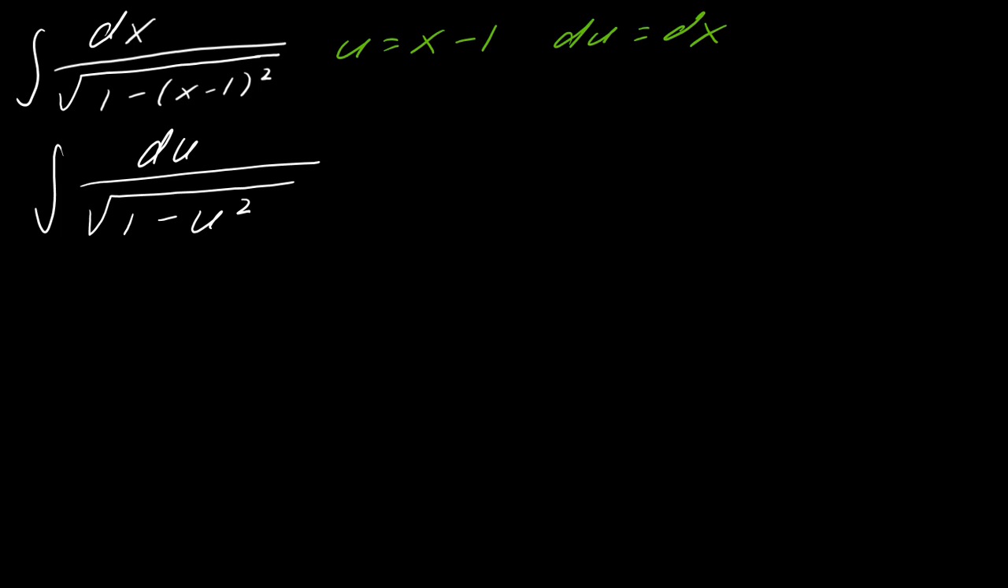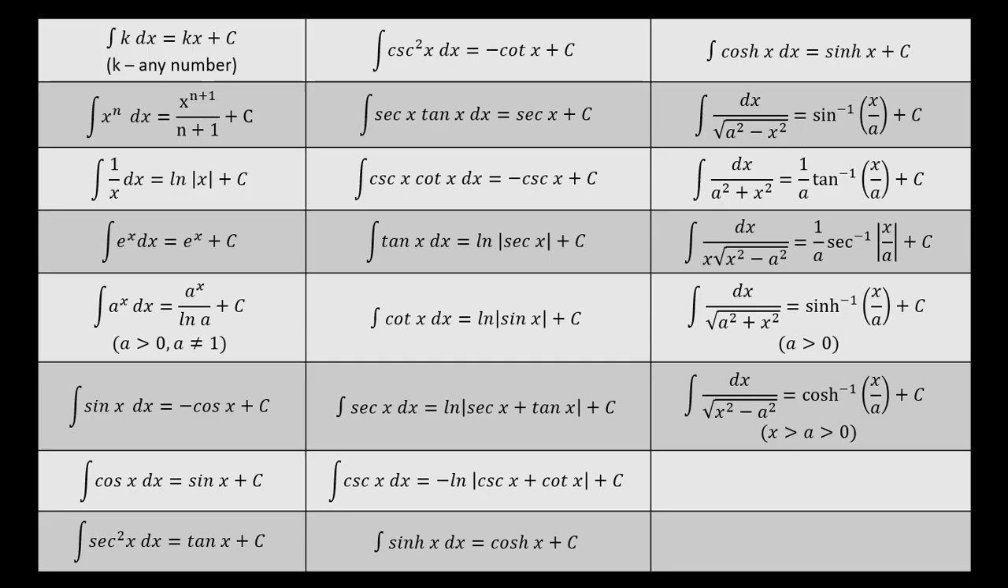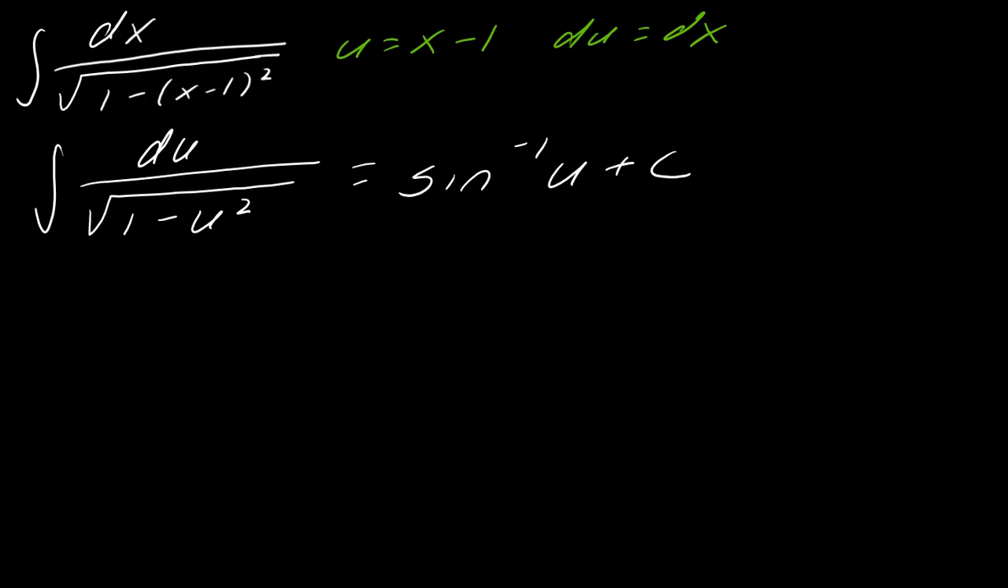And so then what does that look like? Well, that looks like inverse sine, right? Going back to our little list of charts here, 1 squared minus x squared. So this can be written as this. And now where I have the x, I will make that replacement. So this will become inverse sine of x minus 1 plus c.